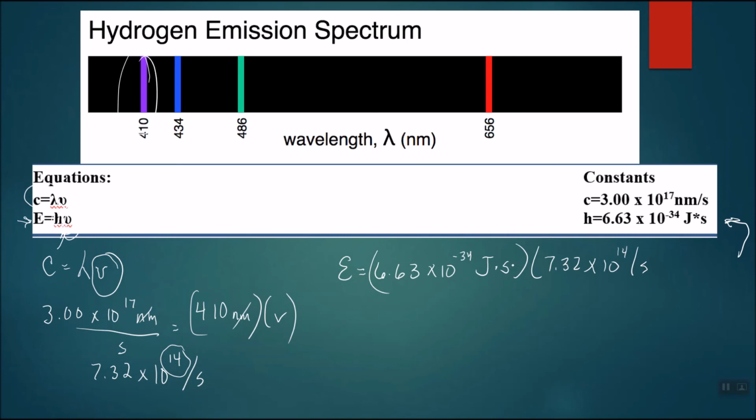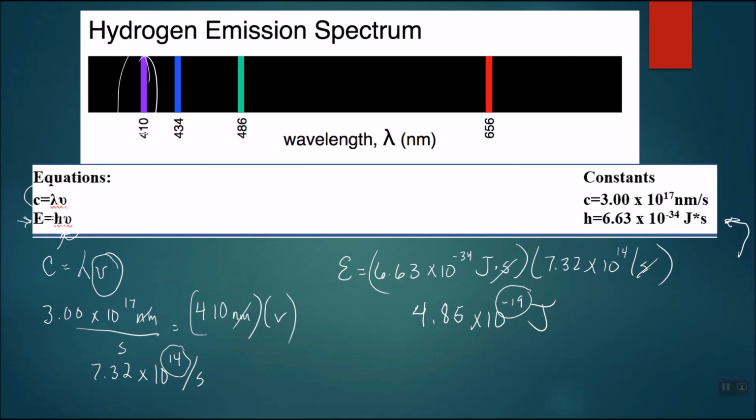Notice you've got seconds in the numerator and seconds in the denominator. So seconds cross out, leaving you an answer in joules, which is what we're looking for. Yay! That is a negative 34, by the way. I get 4.85 times 10 to the negative 19th joules. Once again, if this is the 14th, the answer here has to be to the negative 19th. So we're not talking about a lot of energy.